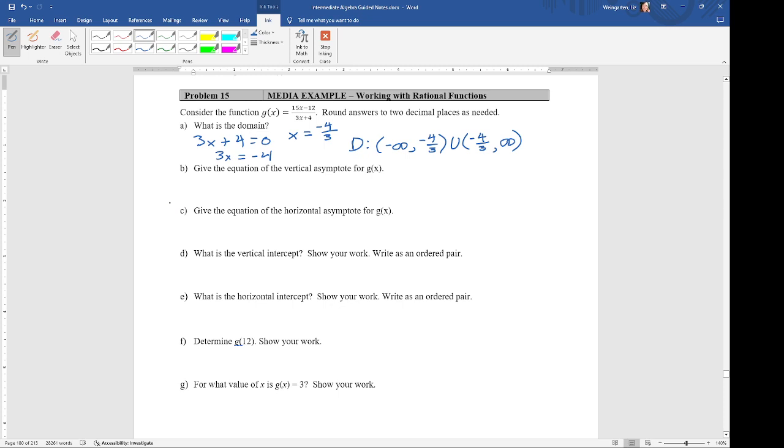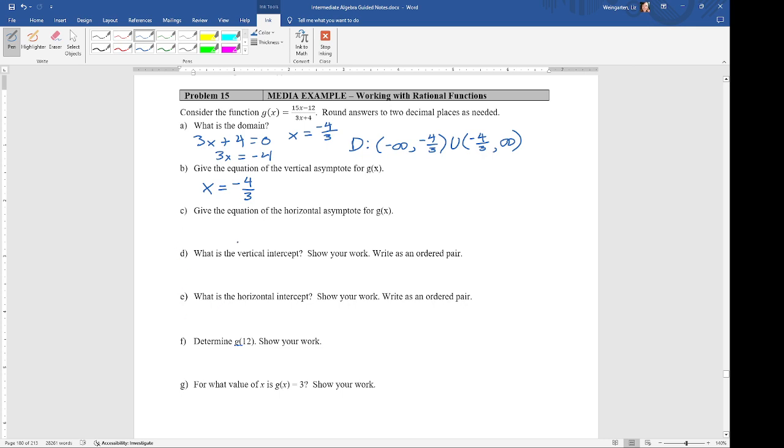What is the vertical asymptote? The equation for the vertical asymptote, it is vertical, so it goes up and down. It must be x equals, and it is the only thing in the domain that x is not allowed to equal, negative 4/3.